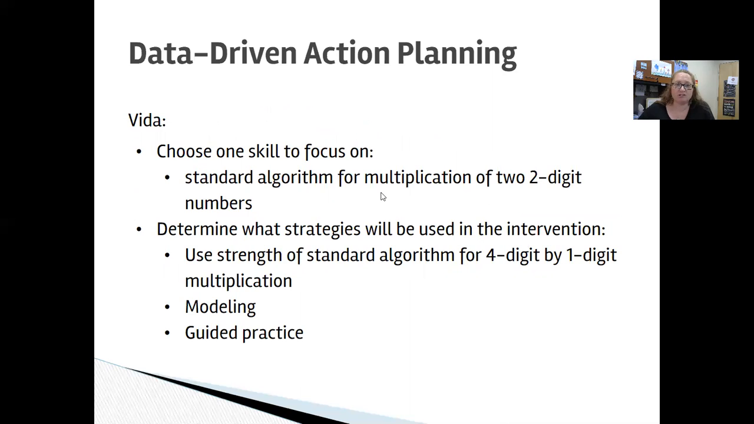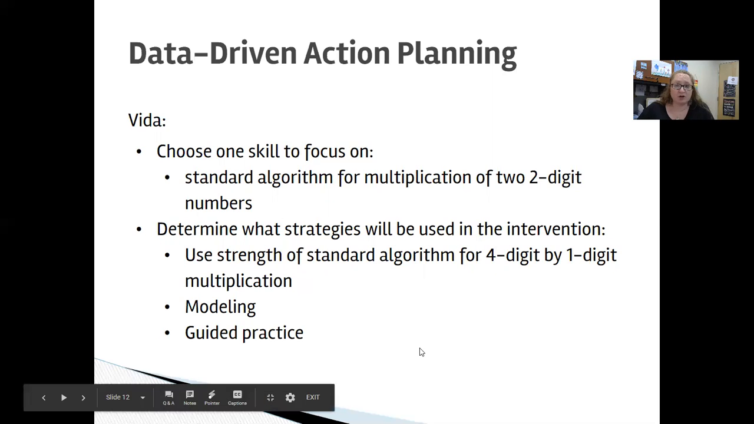Okay, so thinking about VITA, let's say we chose to focus on the standard algorithm for multiplication of two two-digit numbers. That might not be the first one I would pick, but sometimes people like to pick the ones that are really close, like the yellows, because students are going to see success quickly. I love that idea. I think what it depends on is what the student is struggling with. If it's something so foundational that's going to keep holding them back, I would work on that one first. But for VITA, nothing was like significantly holding her back. So this would be a smart one to start with.